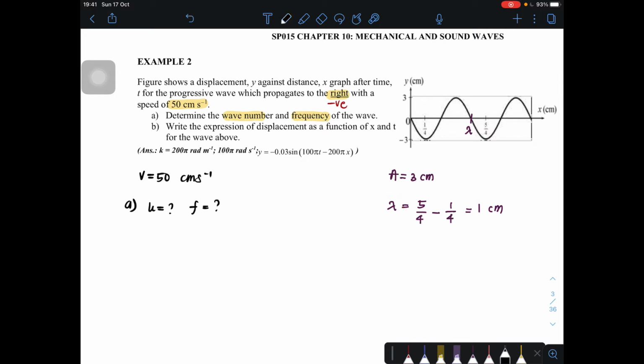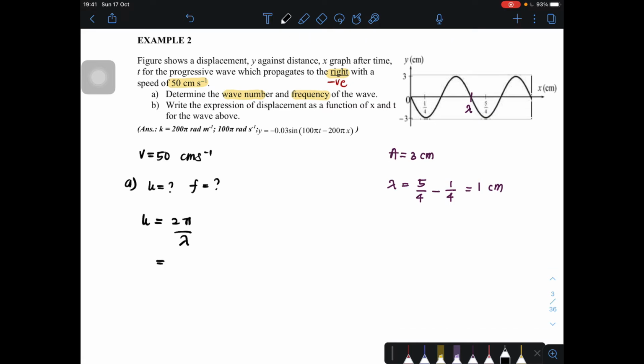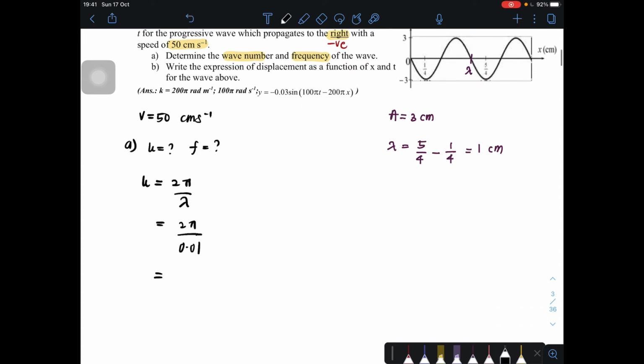So we can find the value for k, which is 2 pi divided by lambda. Here what I want is to have it in meter, so we change to meter. So 2 pi divided by lambda, 0.01 meter, equals 200 pi per meter. So this will be the value for k.